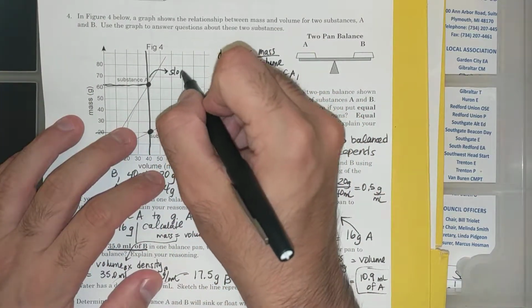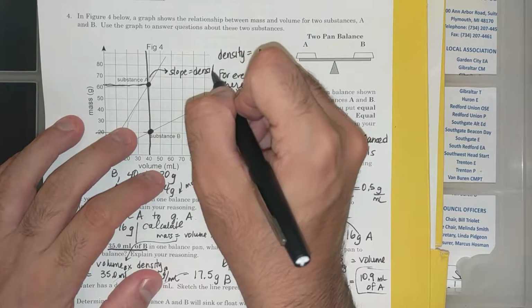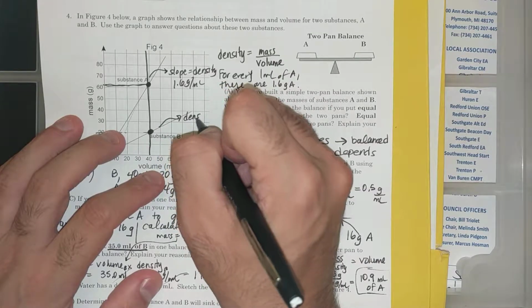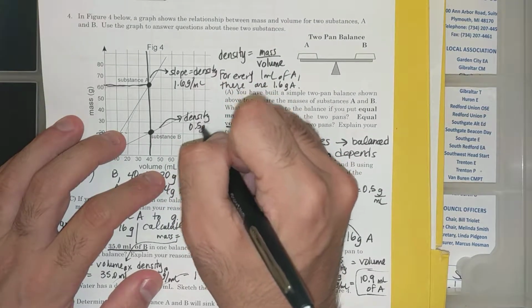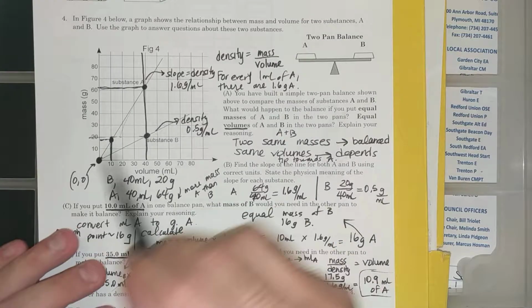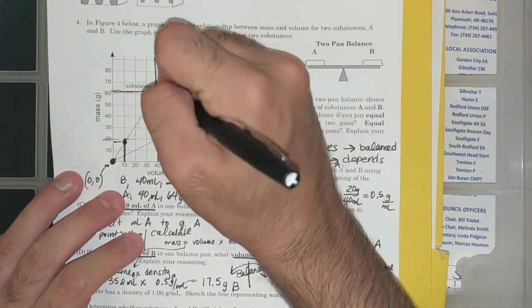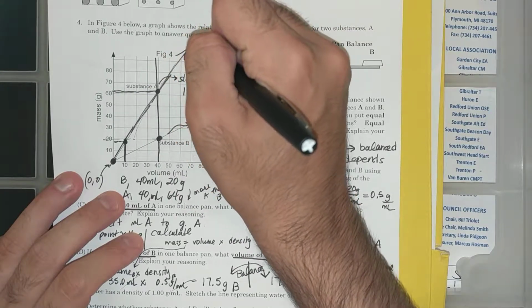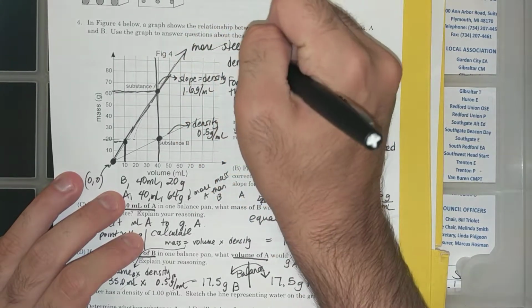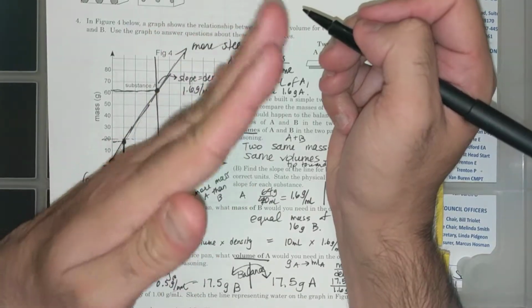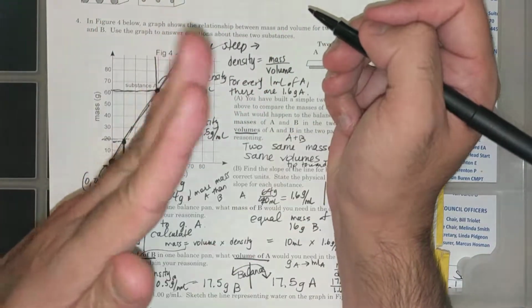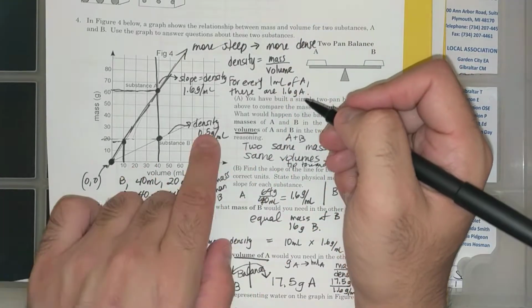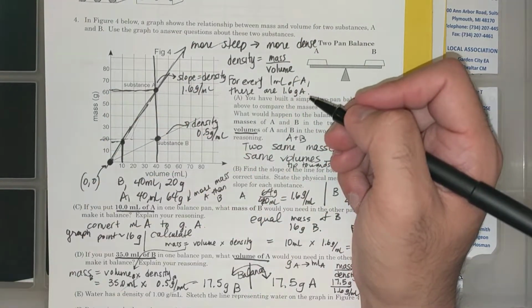And it makes sense because substance A is more dense. The slope, which is equal to the density, is 1.6 grams per milliliter, and this density or slope is equal to 0.5 grams per milliliter. You could also just look at this graph and see that substance A's line is more steep. If it's more steep, like going up a steep hill, it's more dense. And then substance B is less steep, so it's less dense.